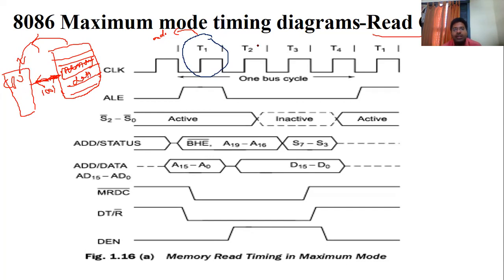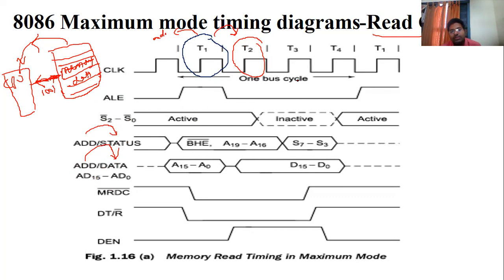Again, a T2 clock period is required for the address lines and the status lines. It is again the same as the minimum mode. There is no difference between minimum mode and maximum mode read and write cycles. Only the difference is the change of the pins. So again, the address lines are connected to the data, and for that purpose a T2 clock period is required.